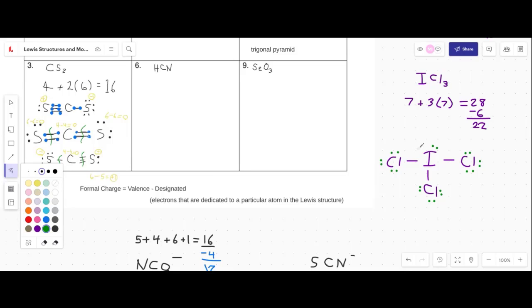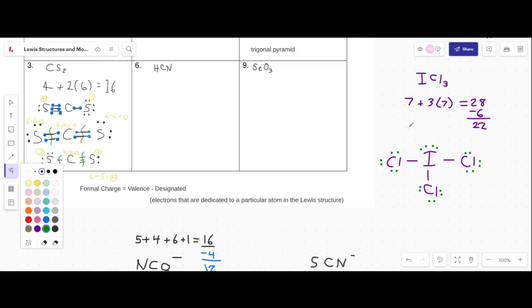Uh-oh. Iodine already has a full octet. Chlorine already has a full octet. There's no other place. I have 2 more valence electrons. I have to put them somewhere. If you run into a case like this, what you're going to do is you're going to place them typically on the central atom, if the central atom can handle it.